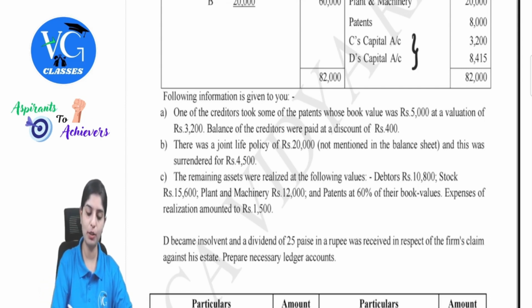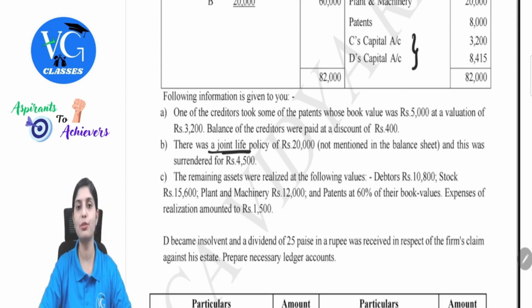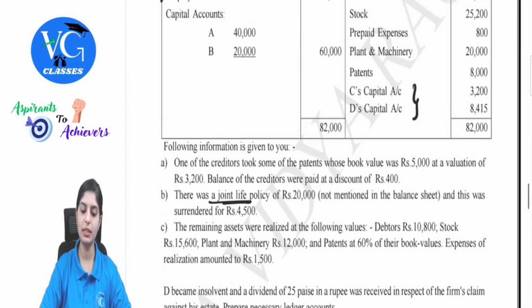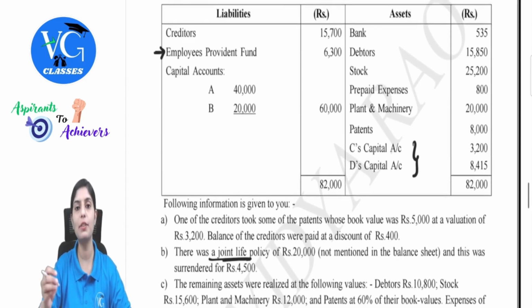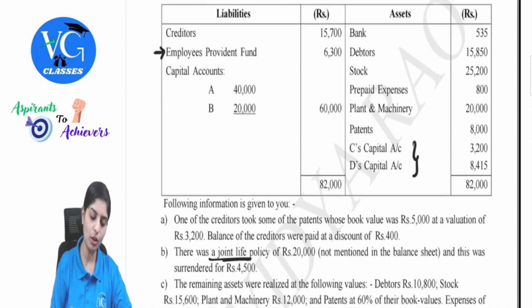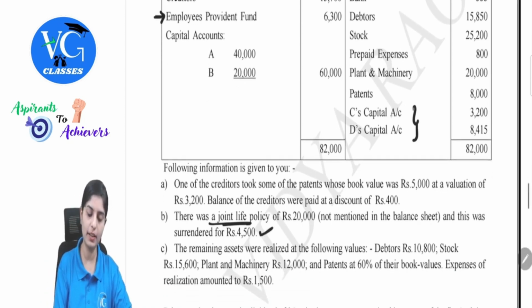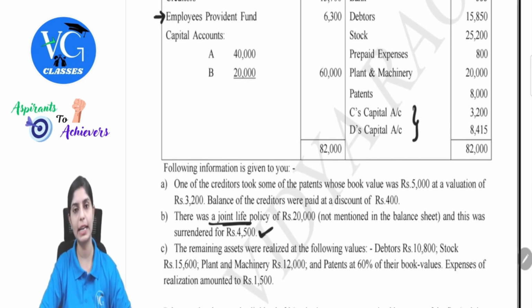There was a joint life policy. Now this we have understood in retirement and death. 20,000 not mentioned in the balance sheet and this was surrendered. So if it is mentioning clearly that it is not given in the balance sheet, that indicates that it is not treated as an asset. So this was surrendered for 4,500, which is nothing but the income which we are getting.